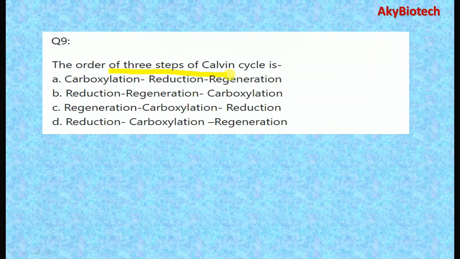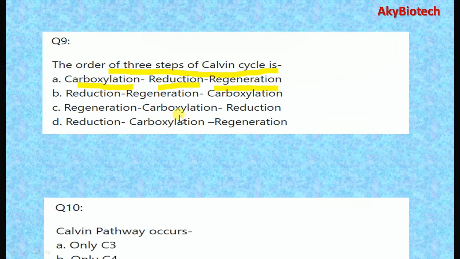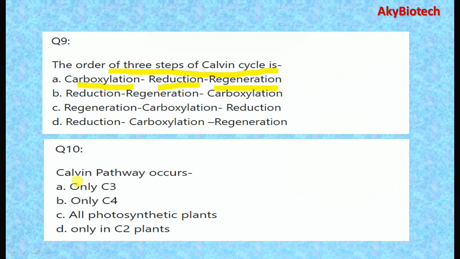The order of 3 steps of Calvin cycle is. So the order is carboxylation, followed by reduction, and then comes the regeneration, the last step. Number 10. Calvin pathway occurs in all the photosynthetic plants.